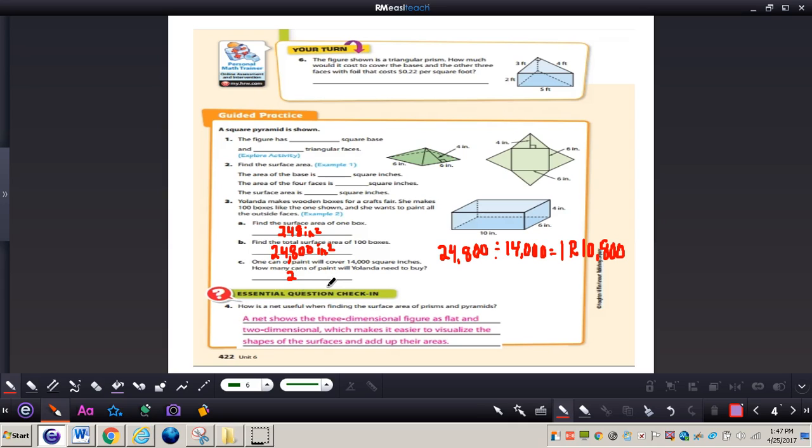So wrapping up this video, let's look at the essential question check-in. It says, how is a net useful when finding the surface area of prisms and pyramids? A net shows a 3-dimensional figure as flat and 2-dimensional, which makes it easier to visualize the shapes of the surfaces and add up their areas.